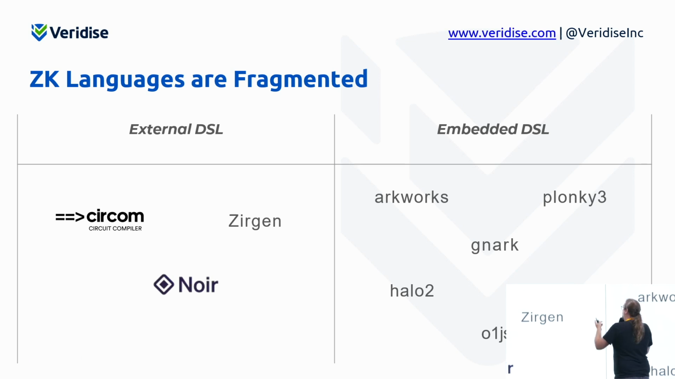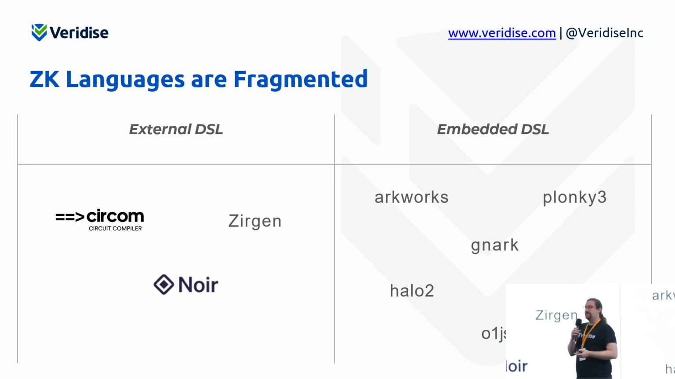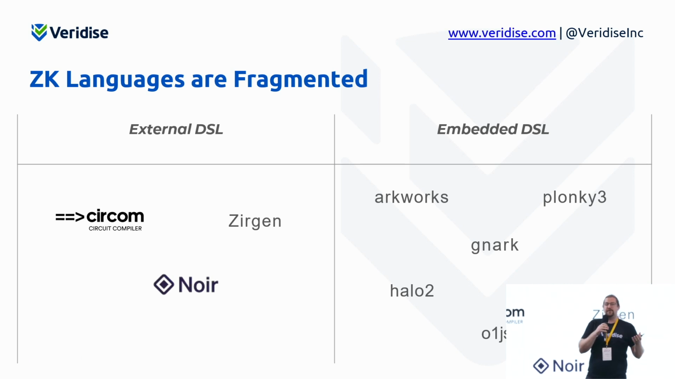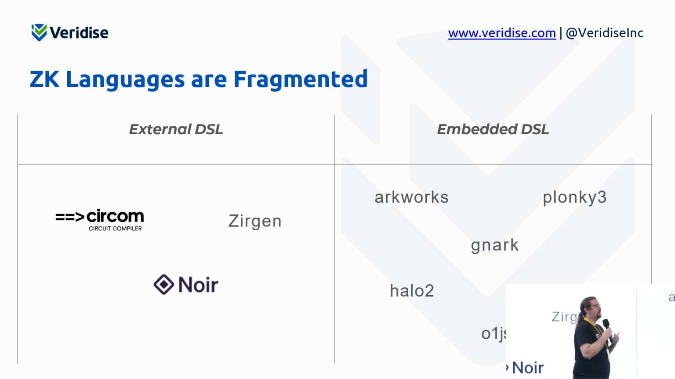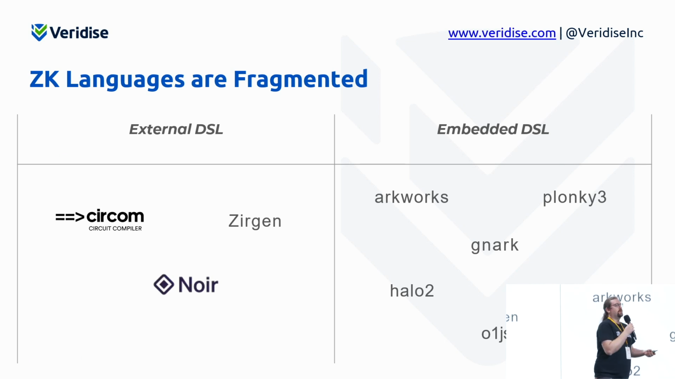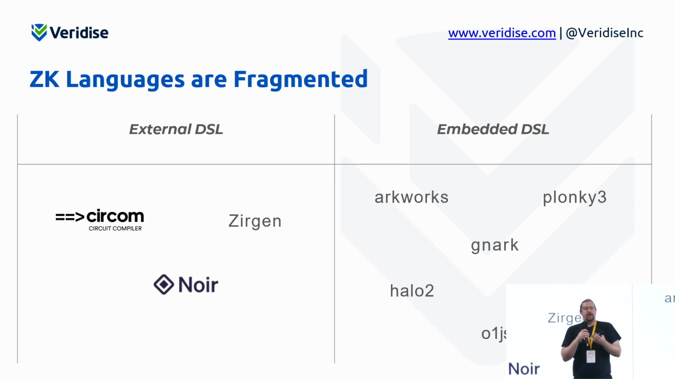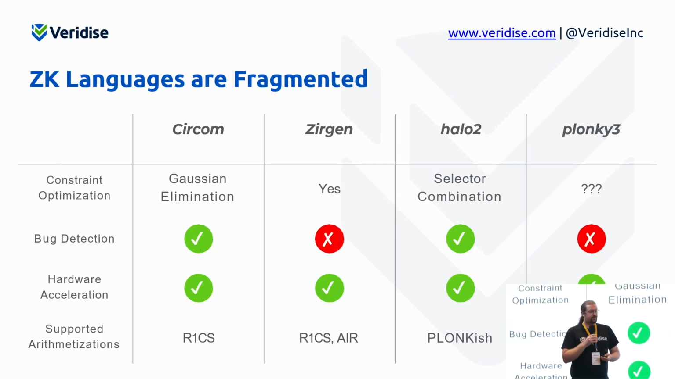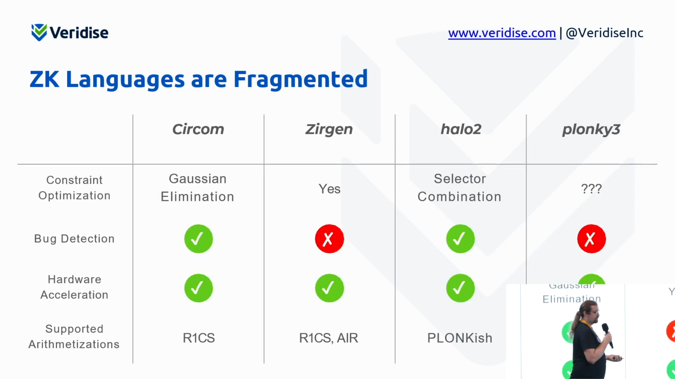So you can see that we have external DSLs, which essentially are DSLs that implement custom languages. They aren't building on top of existing languages. But we also have embedded DSLs, where people are building on top of existing languages in the form of libraries like Rust, Go, TypeScript, etc. And part of the problem that we have here is they're sharing very little infrastructure.